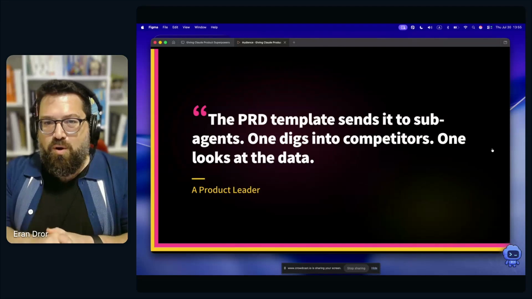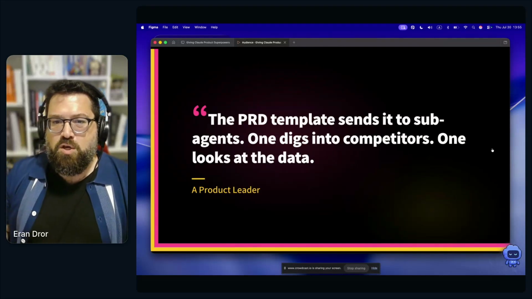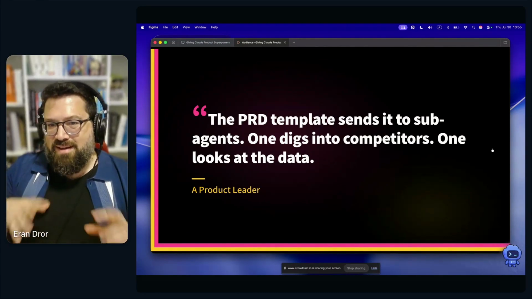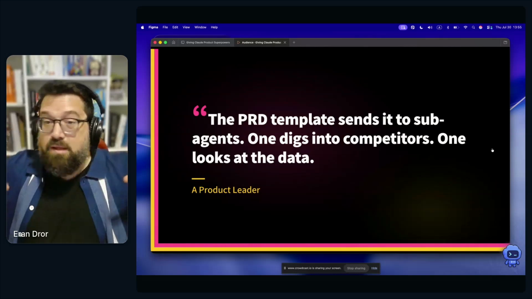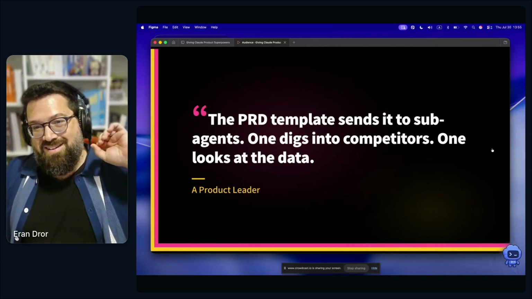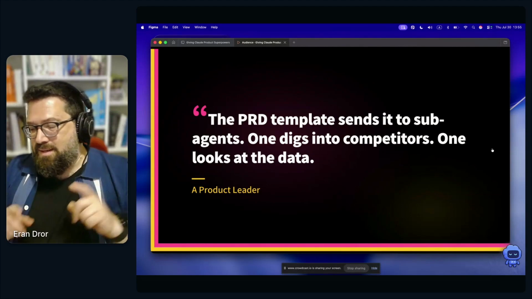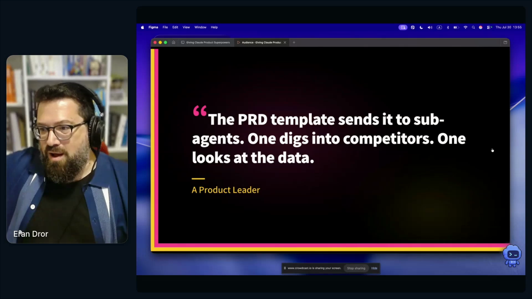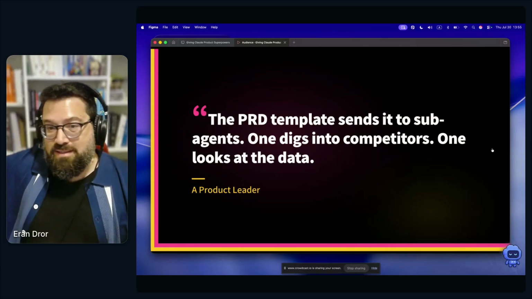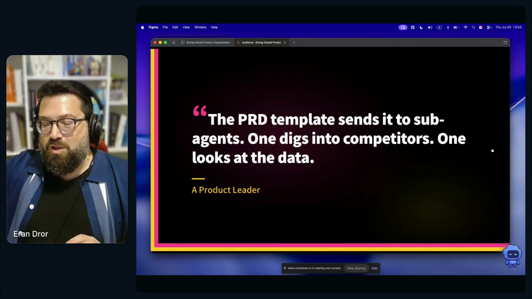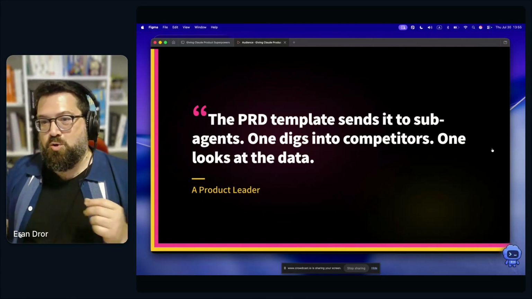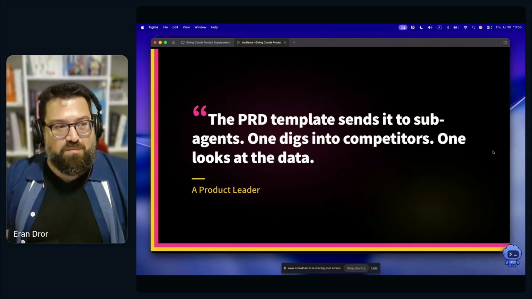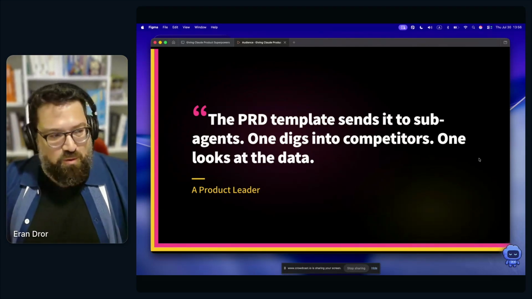So, this is another quote from a product leader. A PRD template sends it to sub agents. One digs into competitors. One looks at the data, right? So this is done through a skill, right? So there is a skill that looks at the PRD template, then does a whole bunch of different research: competitor research, data research. You can imagine capability and technology research. You can look at other requests that may be related to it, and then you bring it all together and you write the full PRD. I think it's a fascinating glimpse into how some teams work.